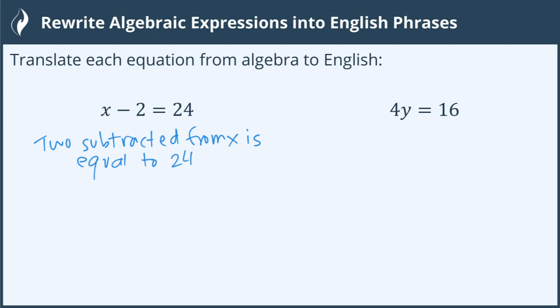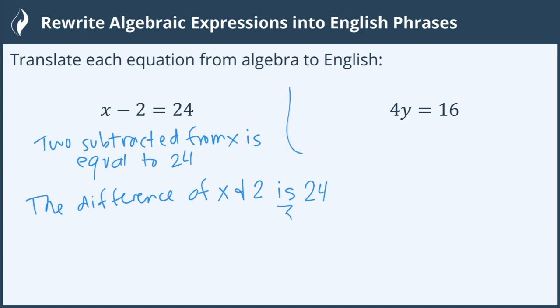That's not the only way, though. We could also say, well, when we take x minus 2, we're essentially finding the difference, right? So we could say the difference of x and 2 is 24. So the "is" implies the equals. So either one of these answers would be perfectly fine and would accurately describe what's going on here in this equation.